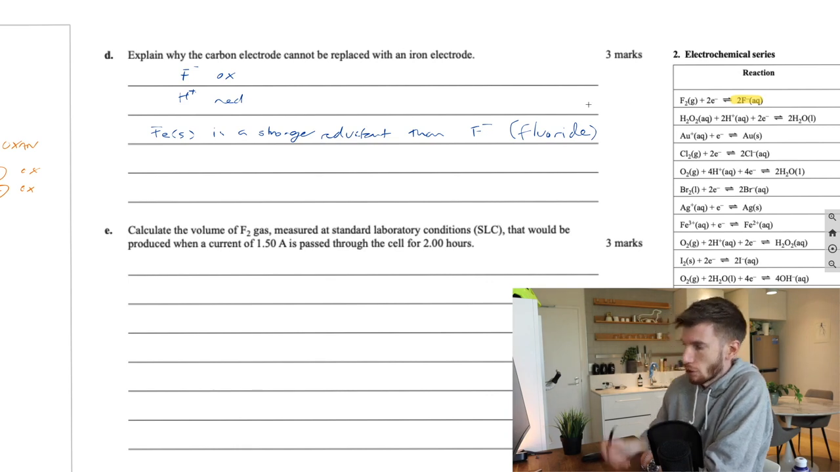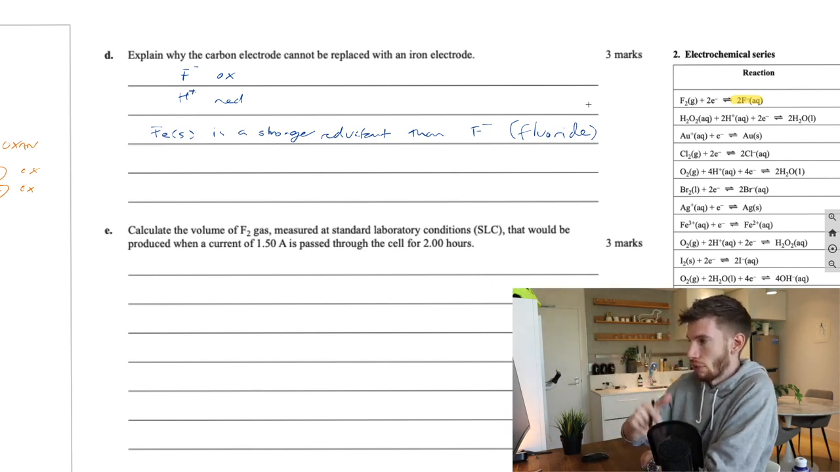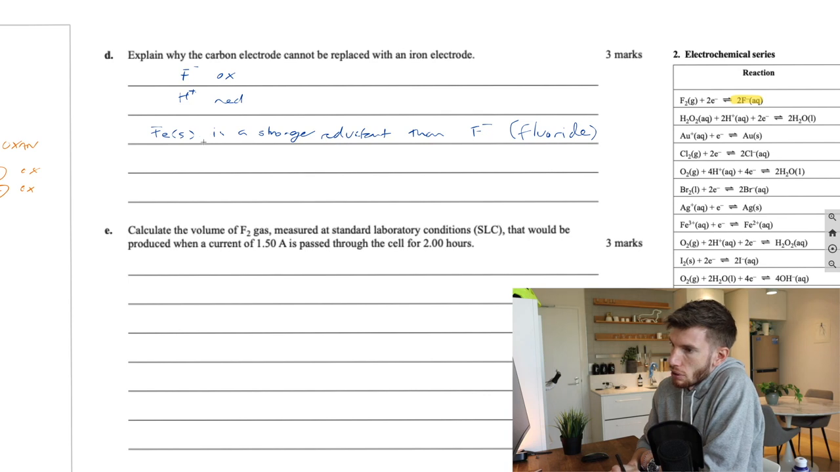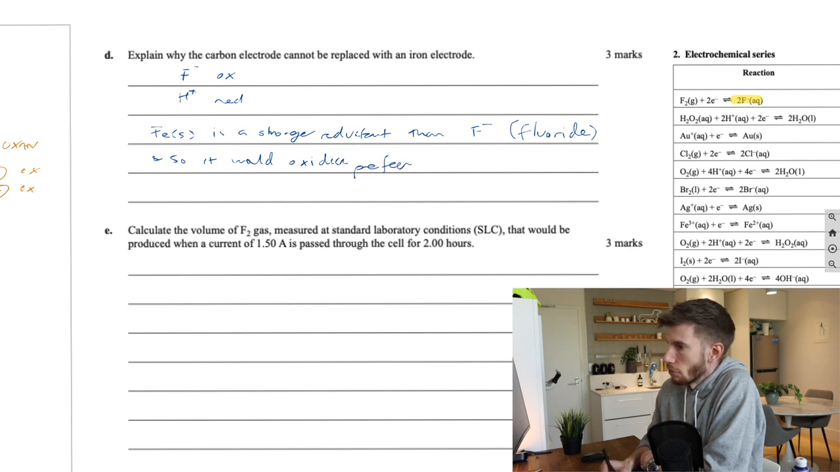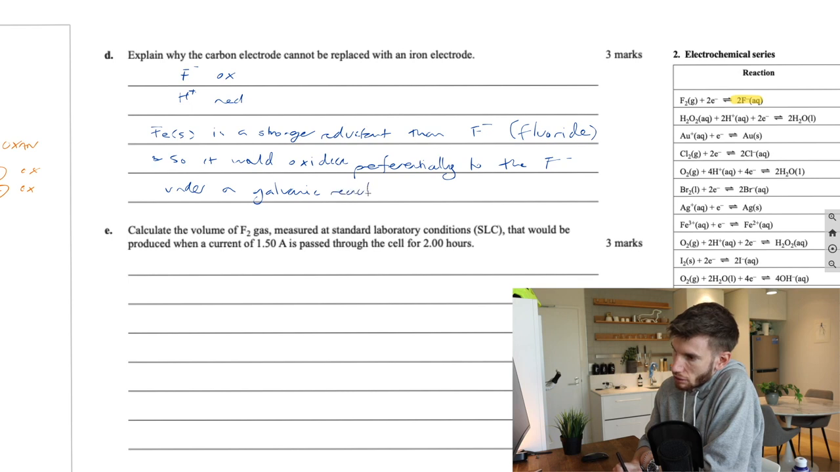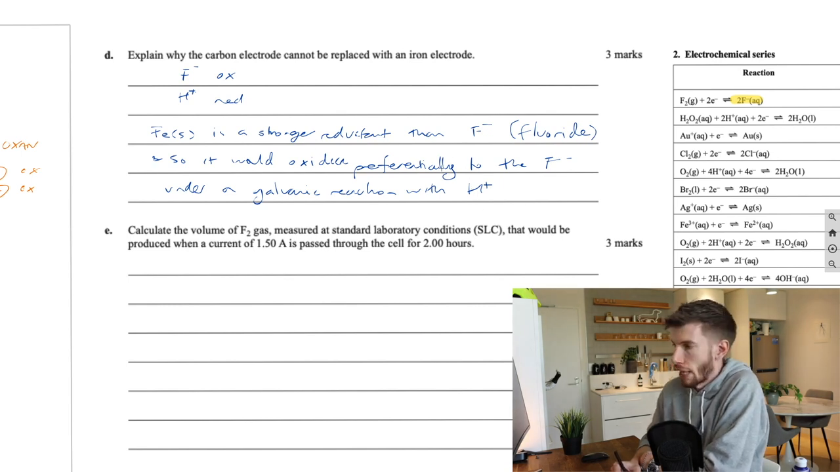So stronger reductants are lower on the right, stronger oxidants are higher on the left, right? So iron is a stronger reductant than fluoride, and so it would oxidize, and a good word to use in your answers is preferentially. Let me just spell that correctly. Preferentially, or in preference to the fluoride, and I would say under a galvanic reaction with the protons, like that. You wouldn't need to give an overall reaction or anything, and that would be it.